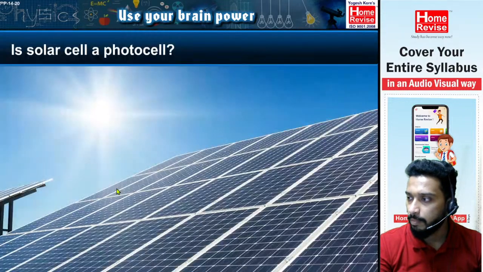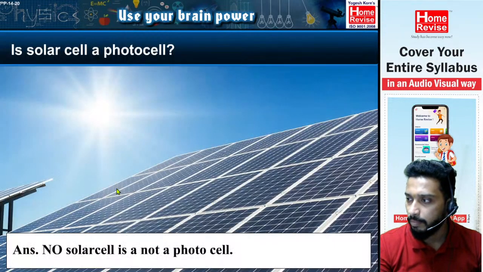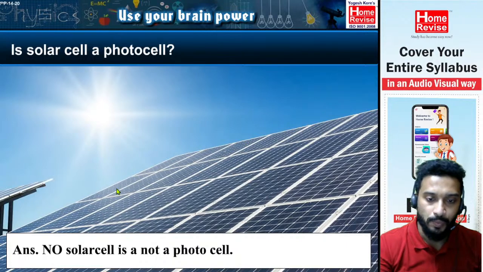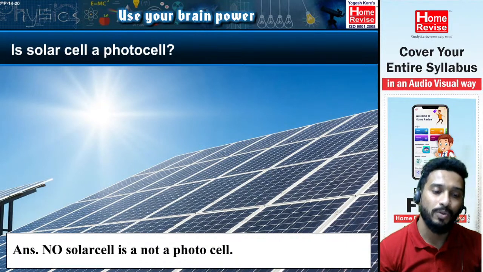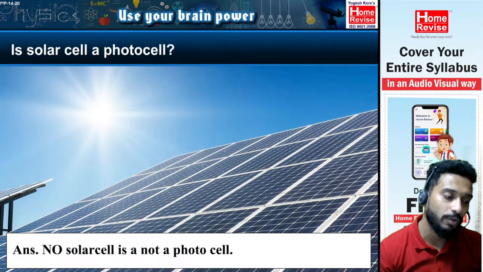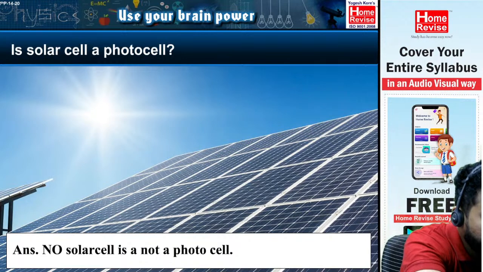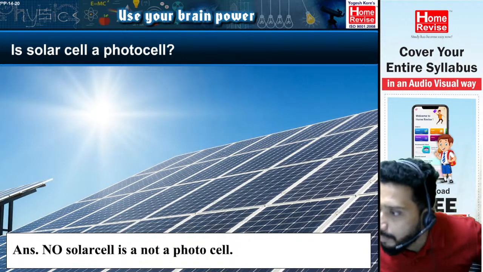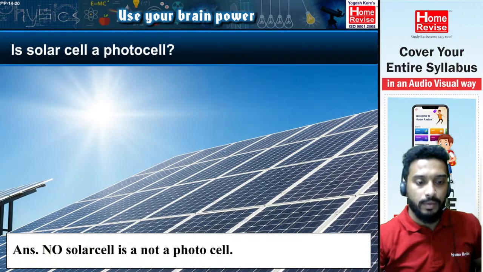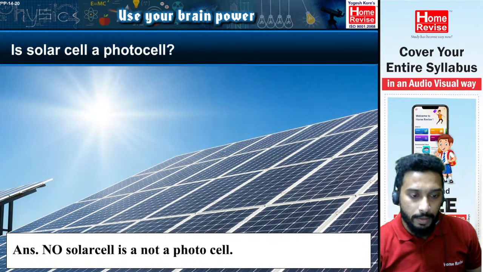Is solar cell a photocell? Answer: no, solar cell is not a photocell. Solar cell is not a photocell, it is a photovoltaic cell, okay. Now we'll move on to De Broglie's experiment.